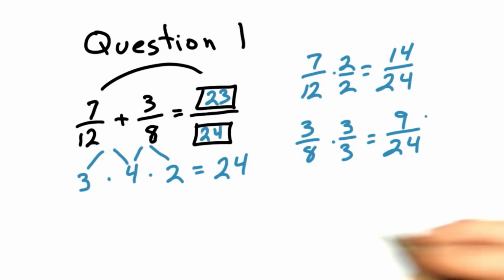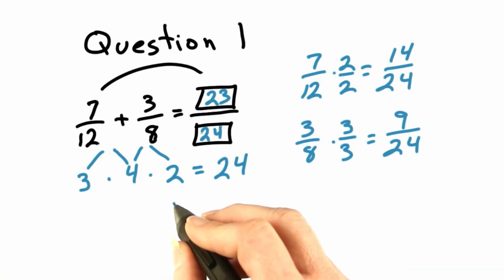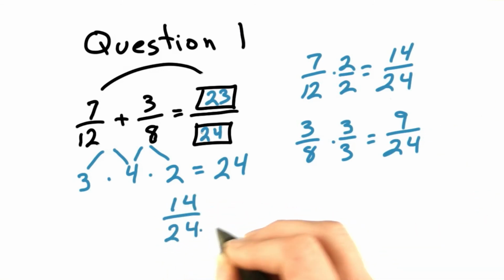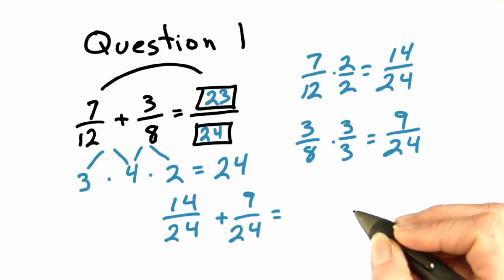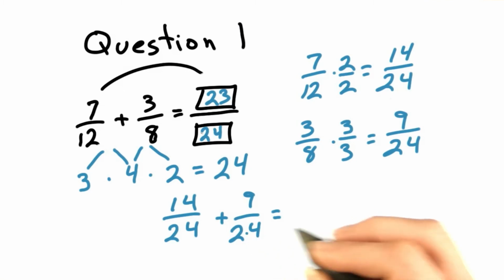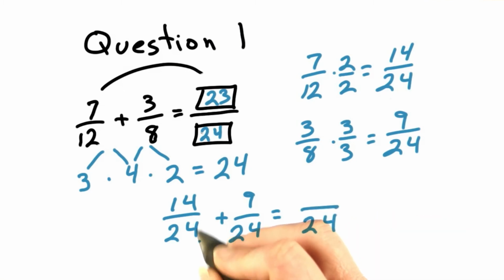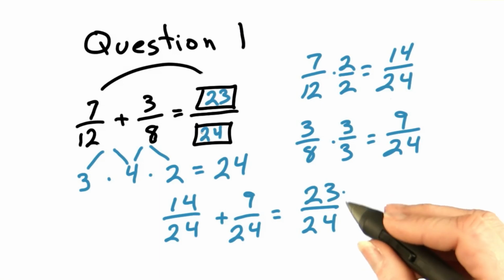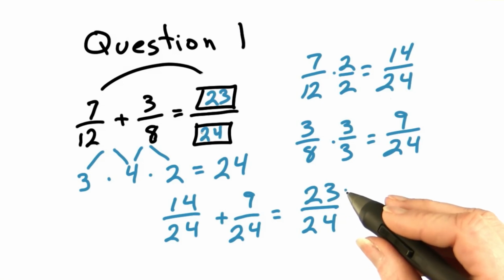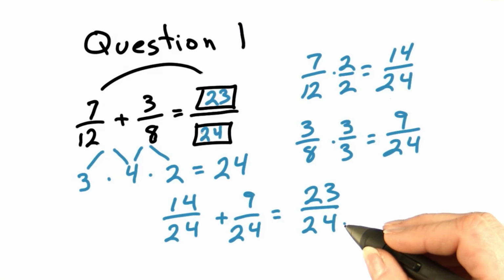I can now rewrite the problem using my equivalent fractions. I have 14 over 24 plus 9 over 24. When I add fractions, I keep the denominator the same, and I add the numerators. 14 and 9 is 23. This answer is already simplified because there are no factors in common between 23 and 24.